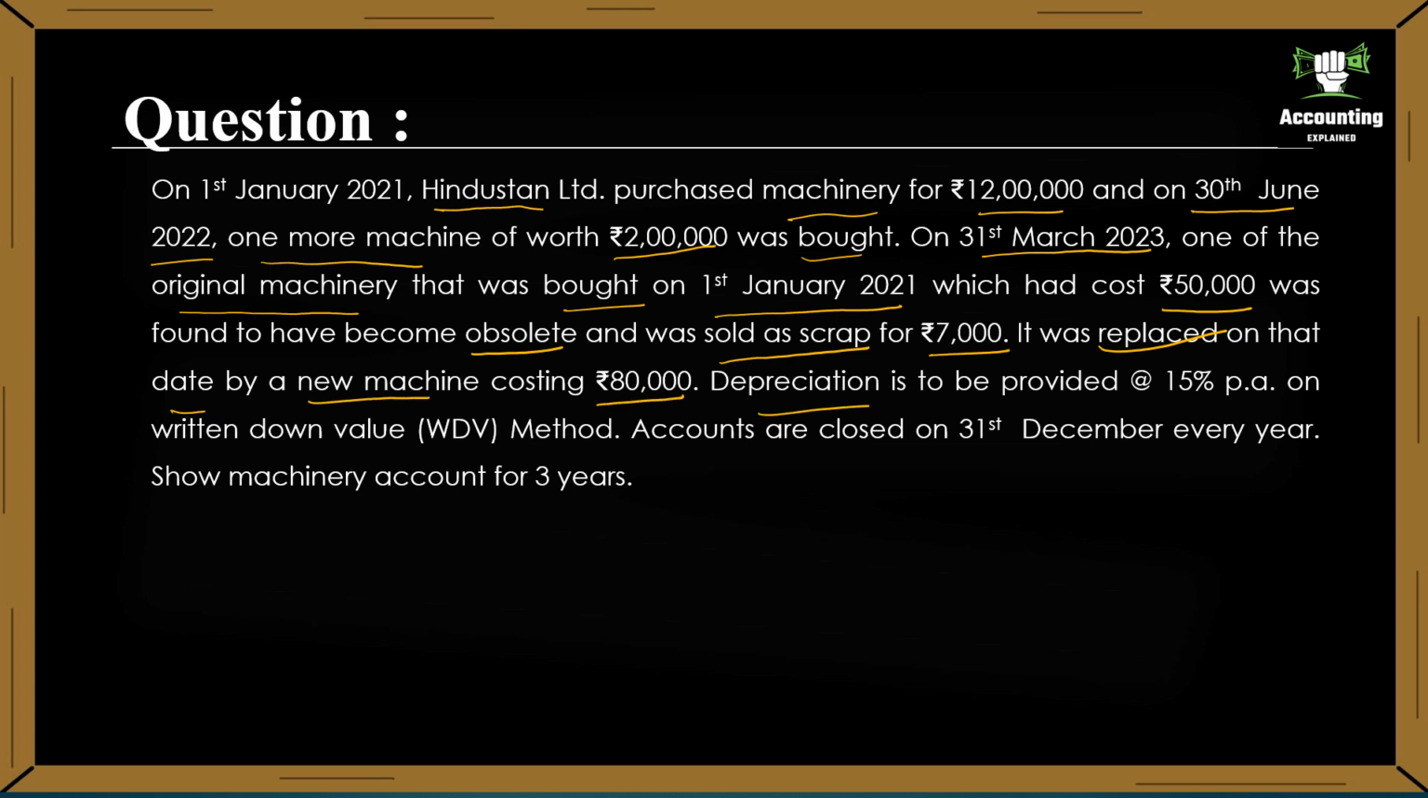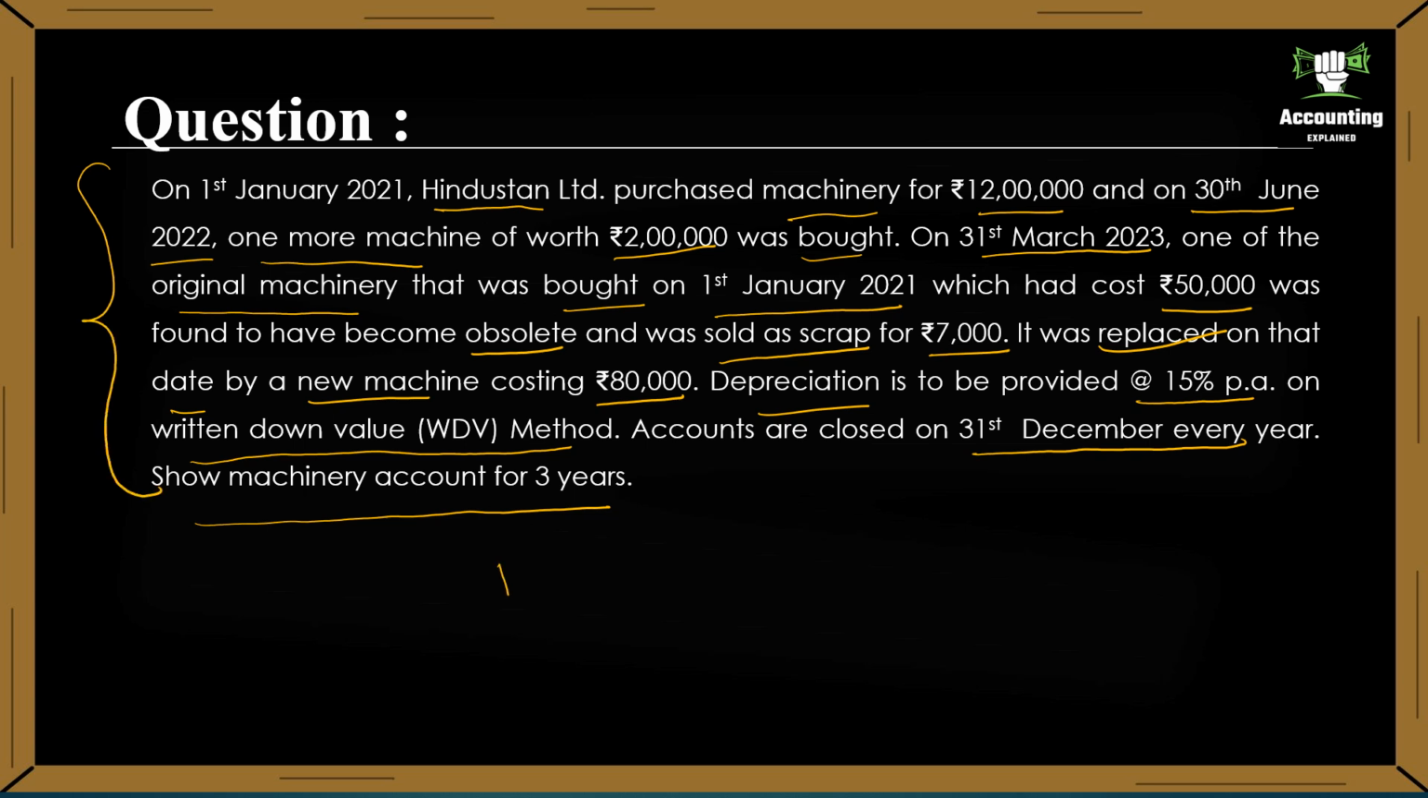Depreciation is to be provided at 15% per annum on written down value method. Accounts are closed on 31st December every year. Show machinery account for 3 years. From this question, we can see that the financial year or the accounting year for Hindustan Limited is from 1st January to 31st December.